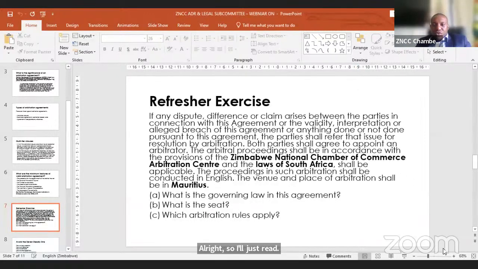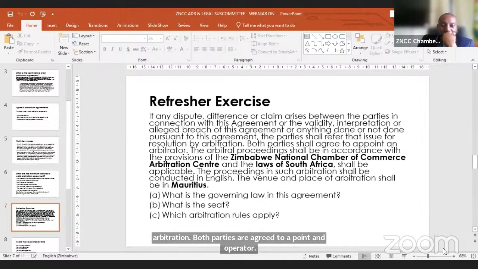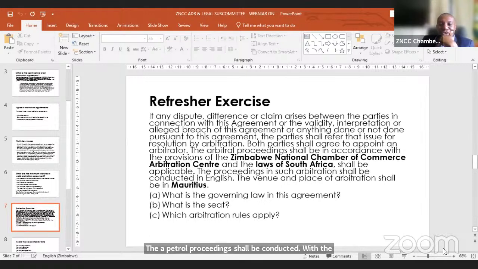If any dispute, difference, or claim arises between the parties in connection with this agreement, or the validity, interpretation, or alleged breach of this agreement, or anything done or not done pursuant to this agreement, the parties shall refer that issue for resolution by arbitration. Both parties shall agree to appoint an arbitrator. The arbitral proceedings shall be conducted with the provisions of the Zimbabwe National Chamber of Commerce Arbitration Center, and the laws of South Africa shall be applicable. The proceedings in such arbitration shall be conducted in English. The venue and the place of arbitration shall be Mauritius.